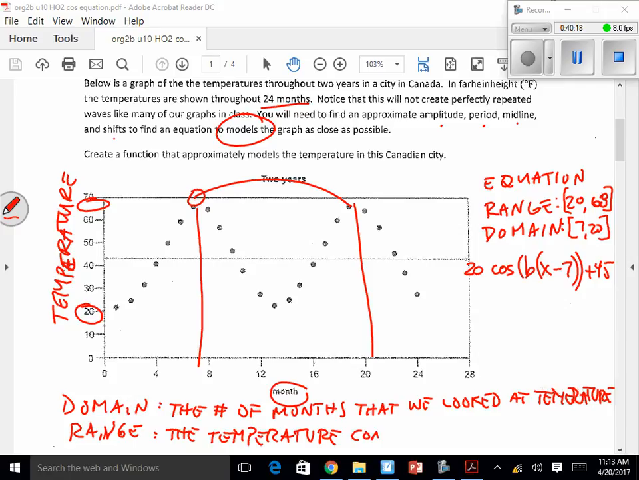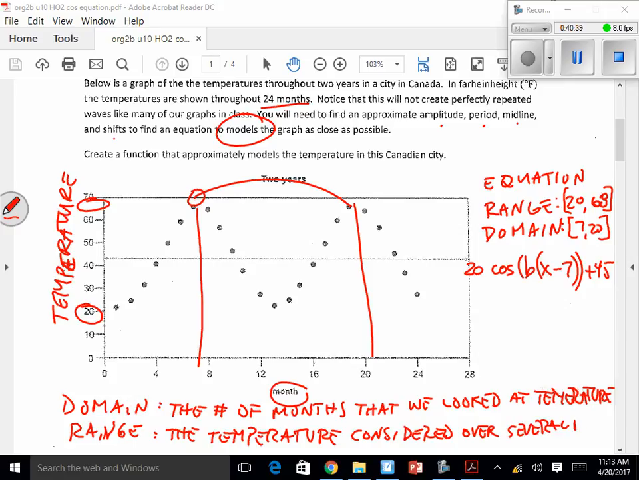What is it? What's the range? It can be said more than one way, but I put temperature considered over several months.